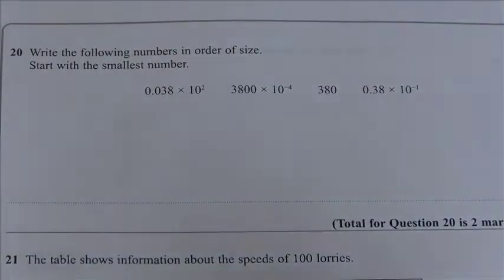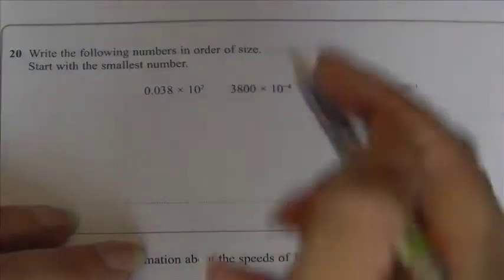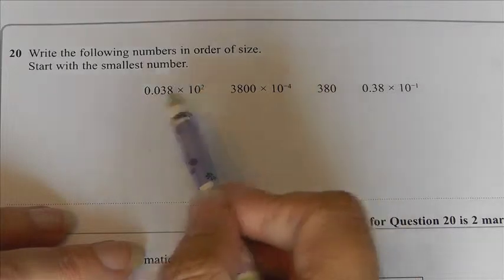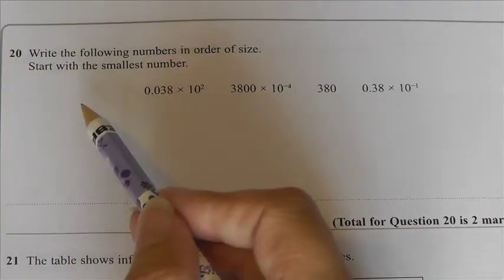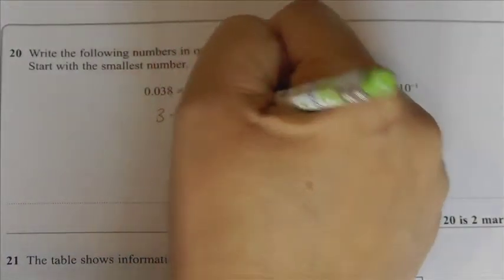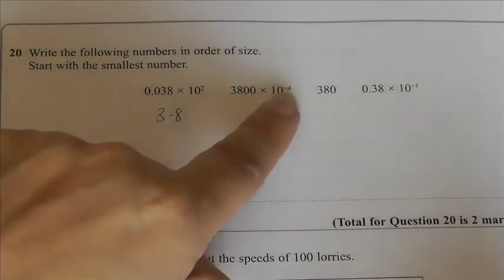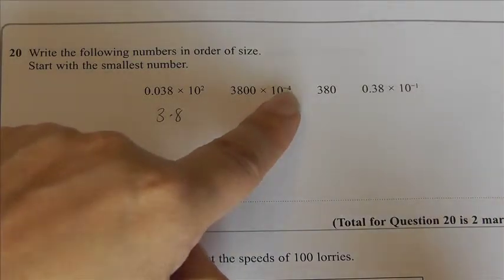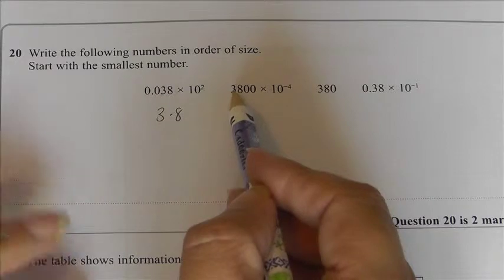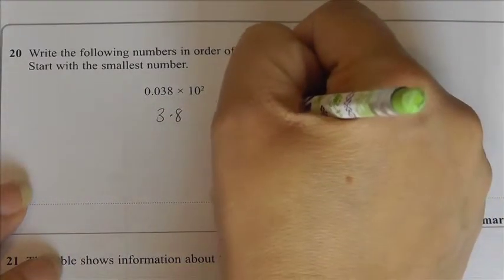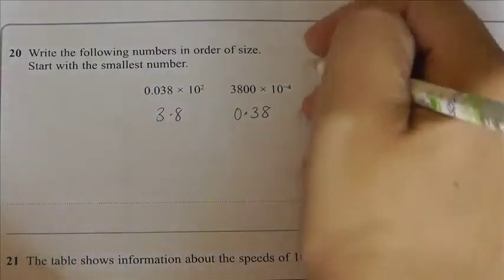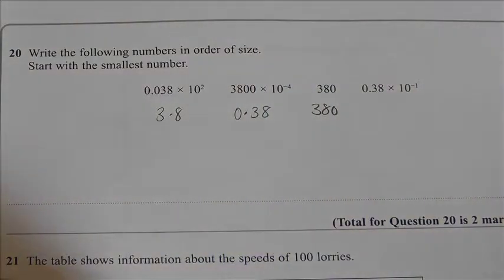Question 20 needed you to be able to deal with multiplying and dividing by powers of 10. So this is effectively being multiplied by 100, or is going to tell you to move all of your digits 2 places to the left because they're going to get larger. So this number, if I do that, will become 3.8. Now, because this power is negative, it's effectively being divided, and it's being divided by 10,000. So these are all going to move 4 places to the right, which means that this will become 0.38. This number isn't being changed at all, so it's just going to stay as 380.